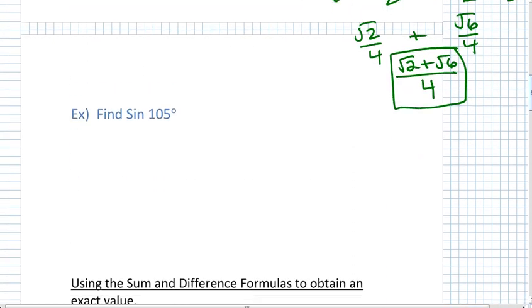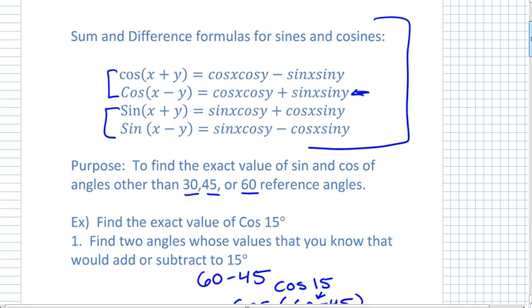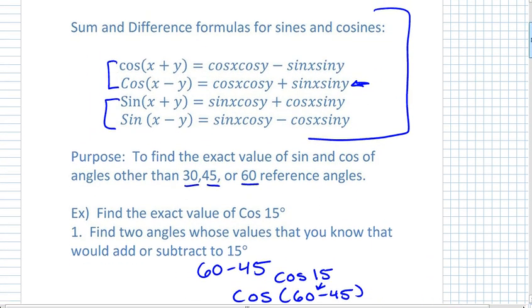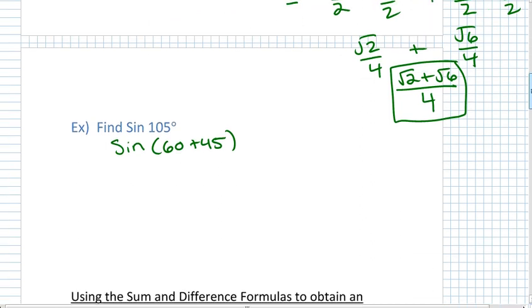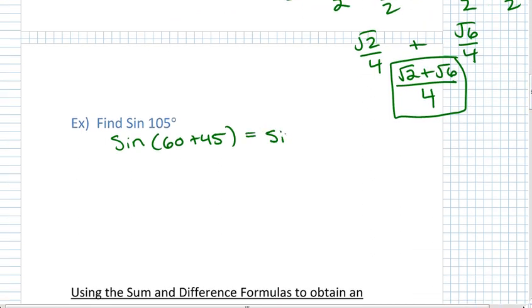If we want to do another one, like finding the sine of 105, we could use sine 60 plus 45. Well, remember, when you add, the sum formula for sine, if you go back up here, it's the sine of x cosine y plus cosine x sine y. So it basically would be sine 60 cosine 45 plus cosine 60 sine 45.